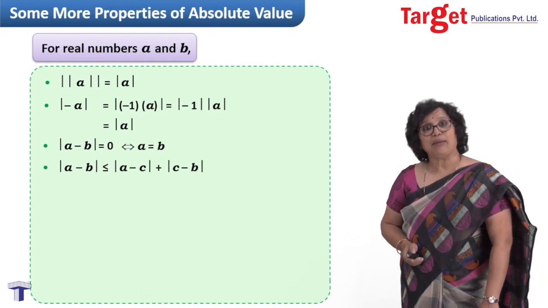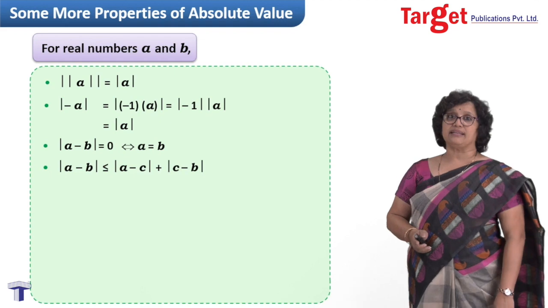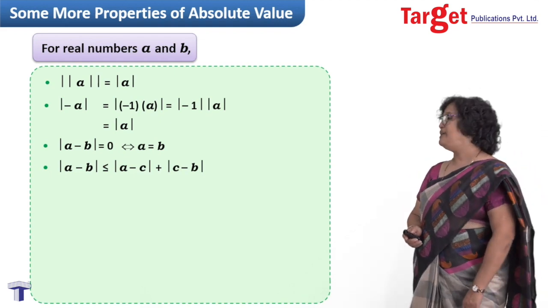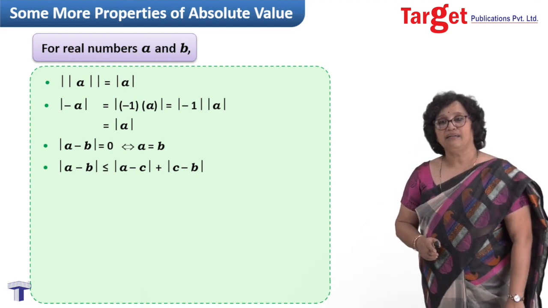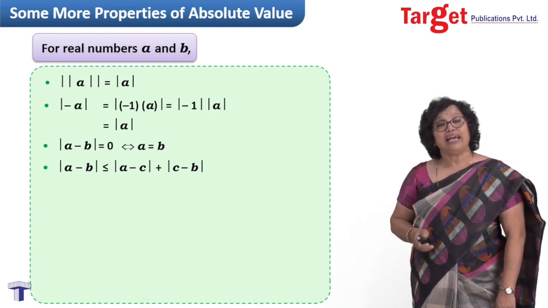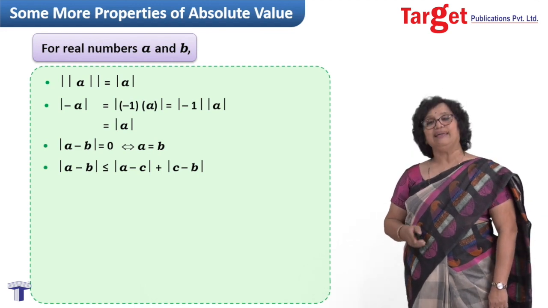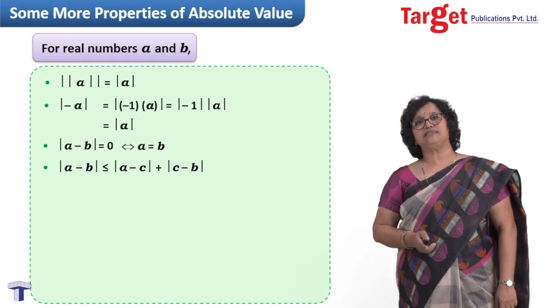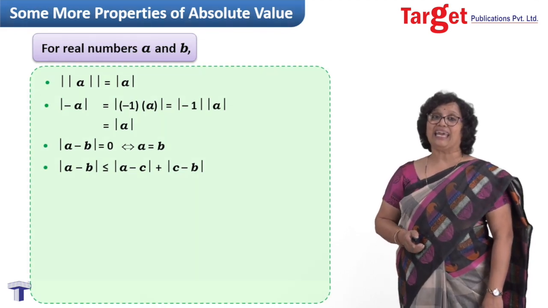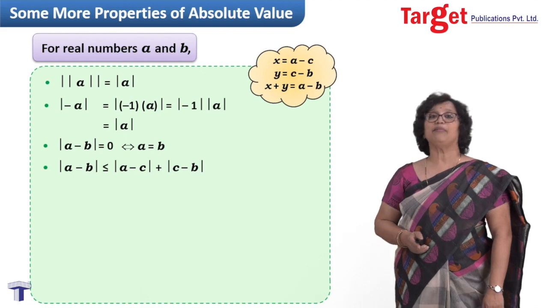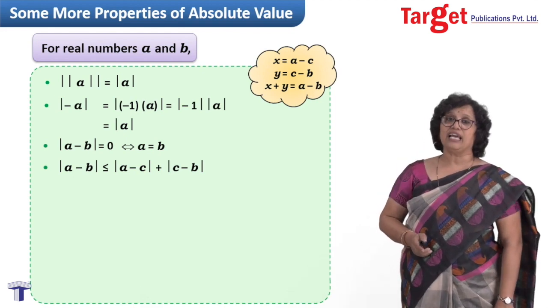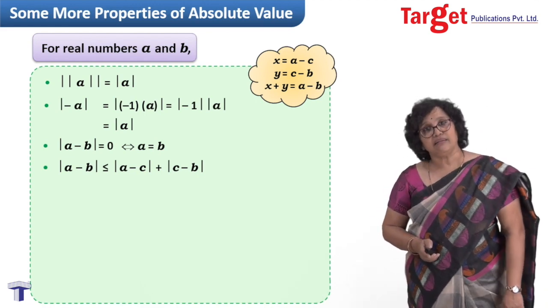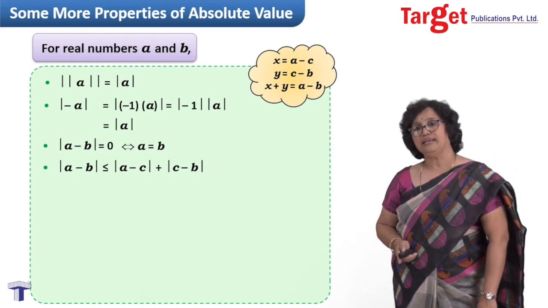Now, absolute value of a minus b can also be written as absolute value of a minus c plus absolute value of c minus b. Now, this again looks like the triangle inequality only, that we are trying to write absolute value of a quantity less or equal to sum of two different absolute values. Now, which is seen by taking a minus c as x, c minus b as y, and we find x plus y is nothing but a minus b. And the result is very much obvious. It is nothing but the extension of triangle inequality.